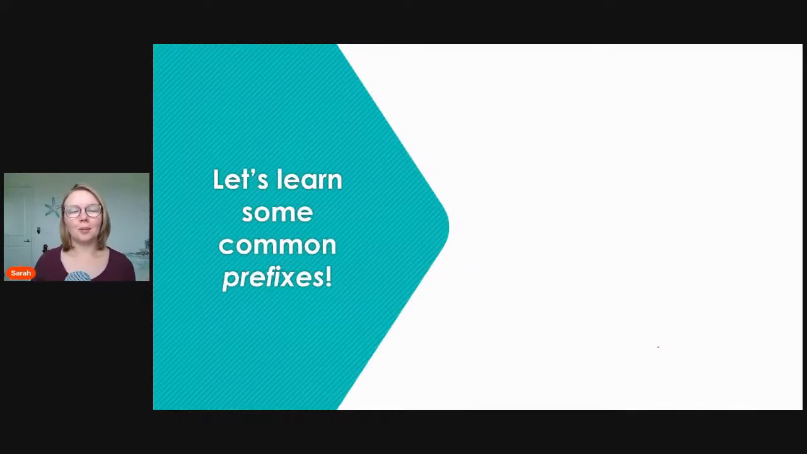So let's begin by learning some common prefixes. Prefixes come at the beginning of words, and our first prefix is pre. As we see here, before we even look at the meaning, the word prefix has the prefix pre, which means before. So I mentioned prefixes come at the beginning of words. Pre means before. So our first prefix is pre.